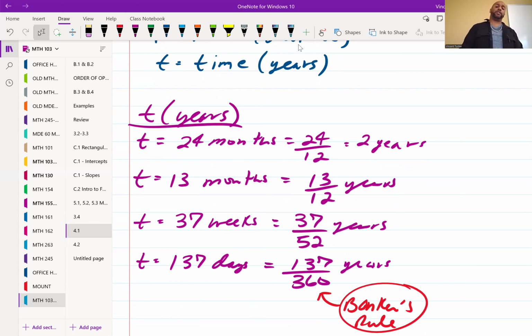Now, when it comes to days, there's 365 days in a year, 366 on a leap year. But for our financial calculations, we use 360. They call that banker's rule. I've heard two rationales as to why they use 360. One is that there are five major banking holidays. And I've heard another one that just says 360 is easier to do the calculations with. So either way, just remember 360 is what we use for days, and we convert days to years.